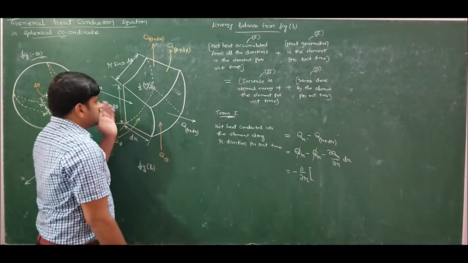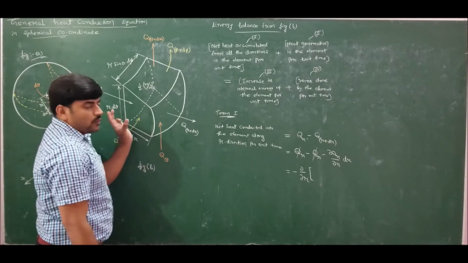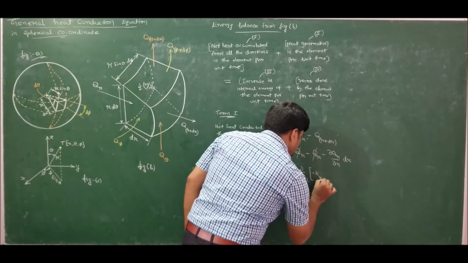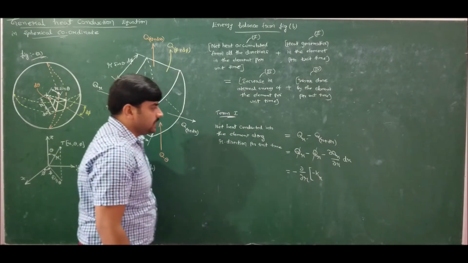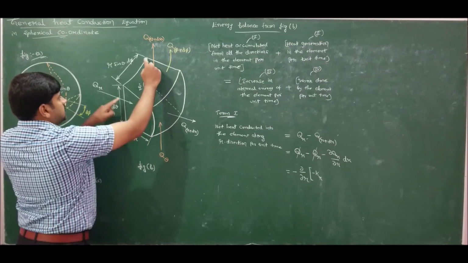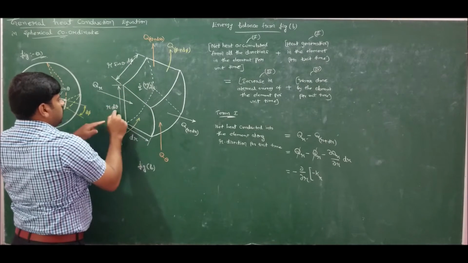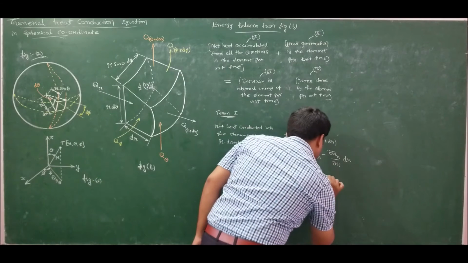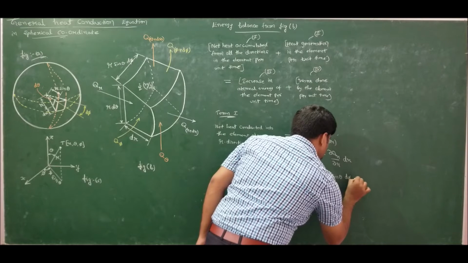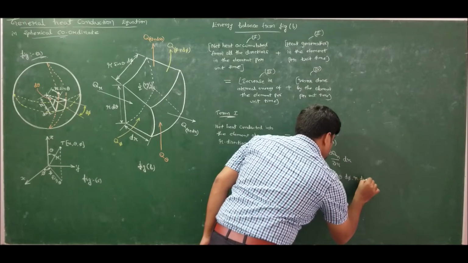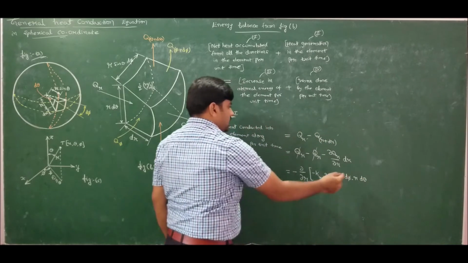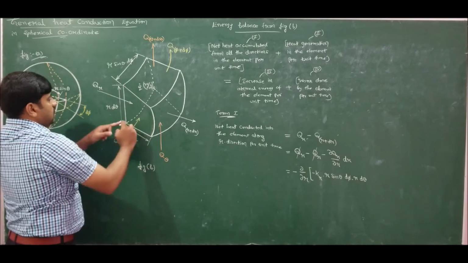Now heat is conducted into the element, so we should use Fourier law of conduction. Fourier law of conduction states that minus k along r direction into area perpendicular to the direction of heat flow. Area perpendicular to the direction of heat flow is this area. So this area is given by r sin theta d phi into r d theta. That is r sin theta d phi into r d theta is the area perpendicular to the direction of heat flow in r direction.